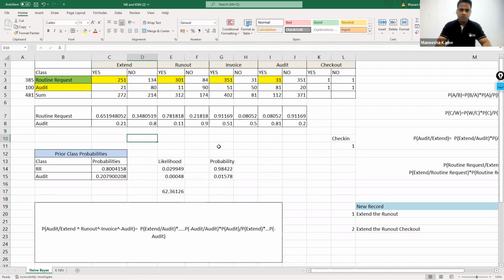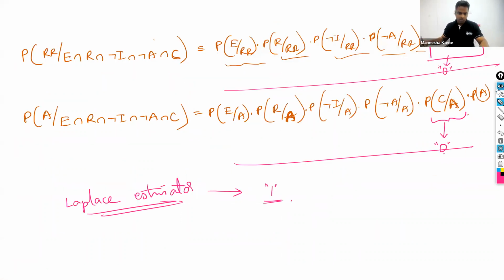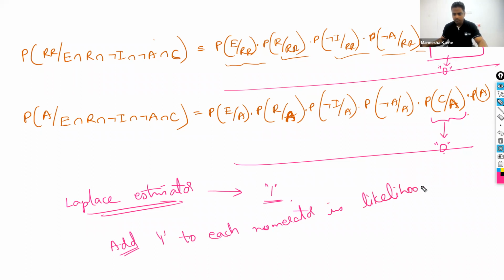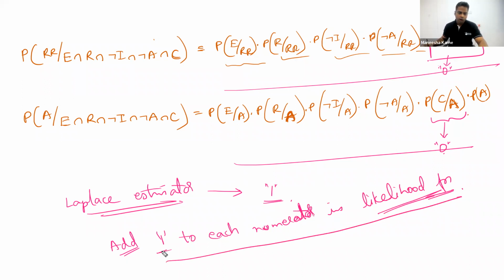So you add 1 throughout, right? So the logic here is, you add Laplace equal to 1, you add 1 to each of the numerator in likelihood function alone. Okay, in the likelihood function alone, you add 1 to each of the numerator. And then how many ones you are adding, those many ones you add and put it in the denominator.